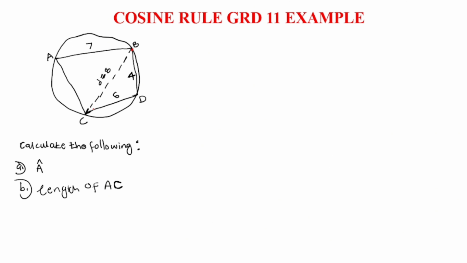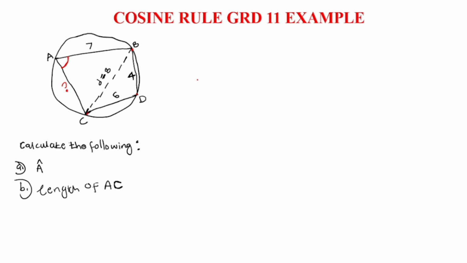All right, so now let's see what we are required to do in this example. Calculate the following. They want us to calculate angle A. There it is right here. Then they want us to calculate the length of AC, which is the one on this side. That is our AC.